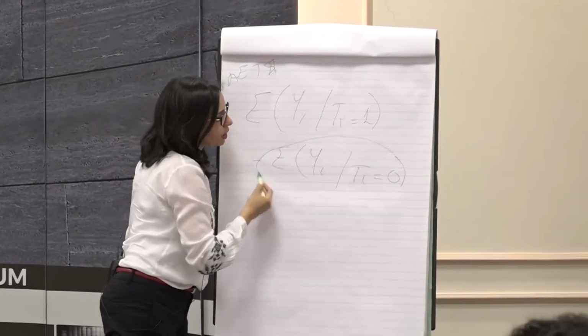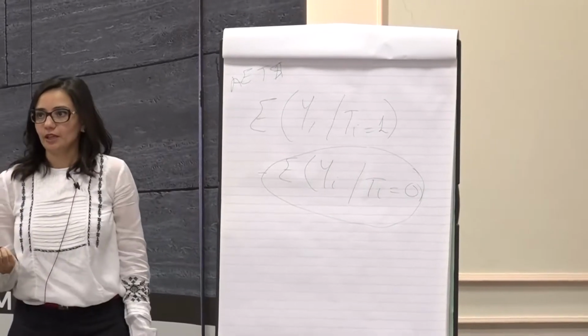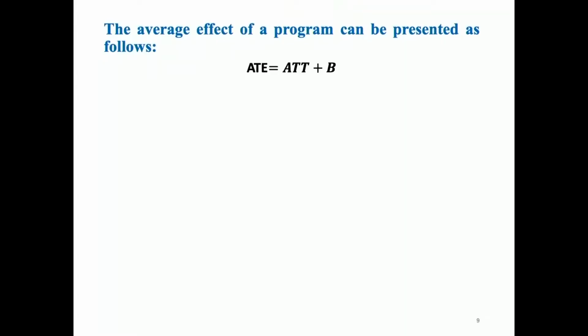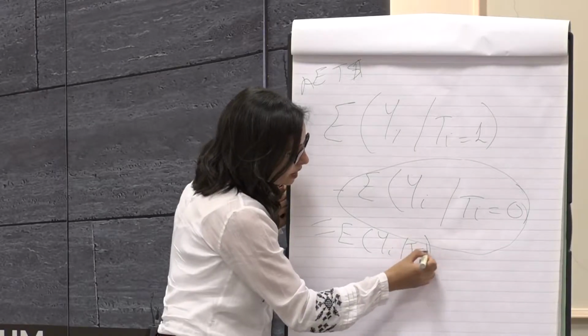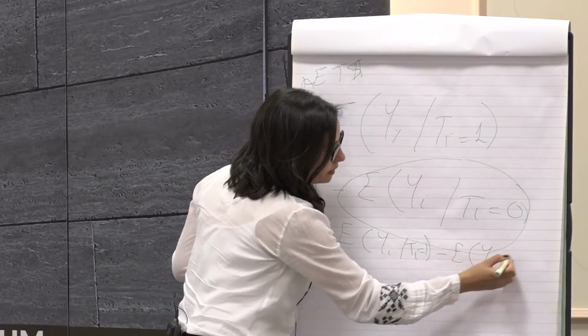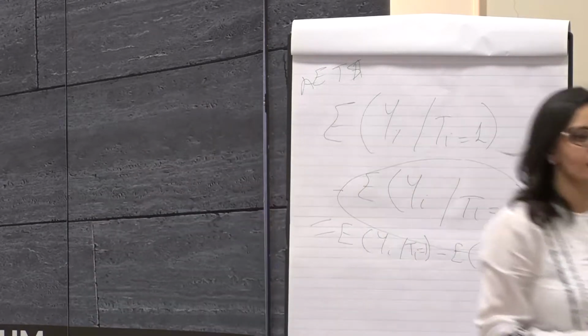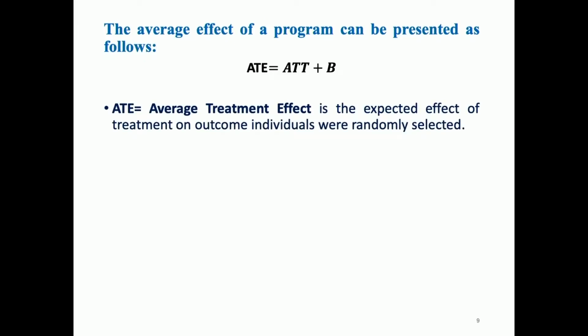The problem is that this part is not observed. If I'm already in Takaful and Karama now, you don't know what would be my outcome, my income, if I was not in Takaful and Karama. This is not observed. So given our data, what we do is take the expected value of the outcome of the person who is treated minus the expected value of the outcome of the person who is not treated. This is what we call the average treatment effect, which gives us the expected effect of treatment for all individuals if they are randomly selected.